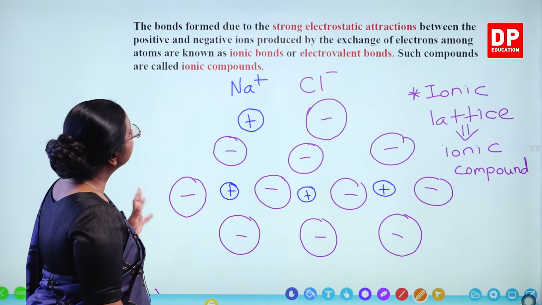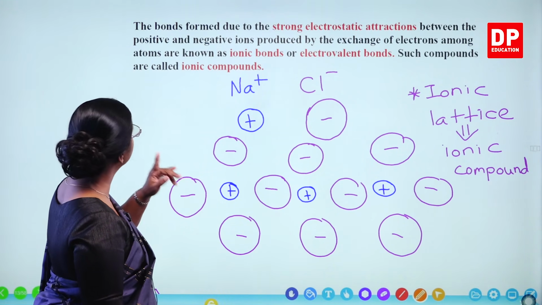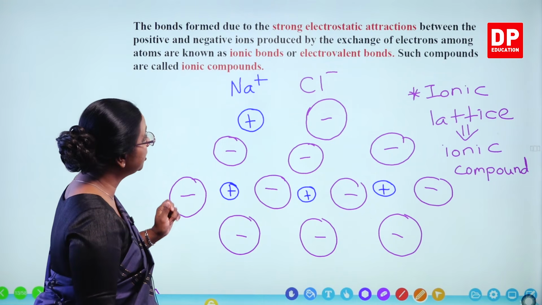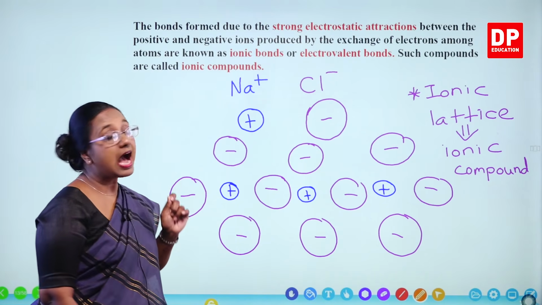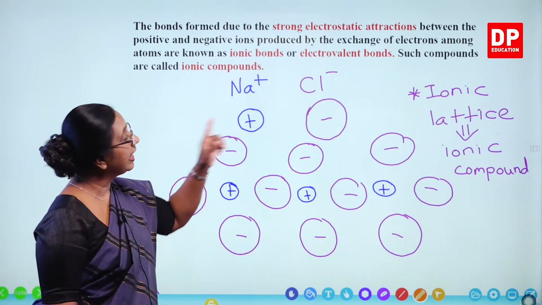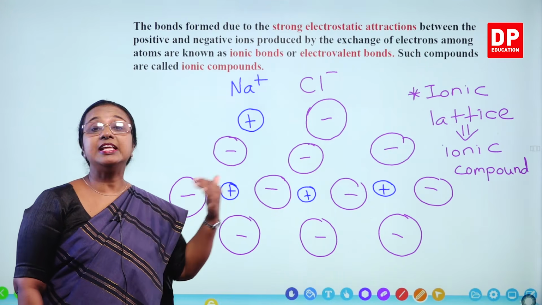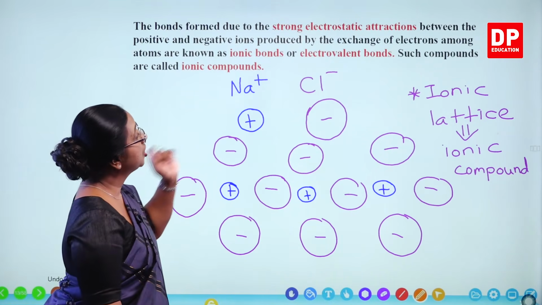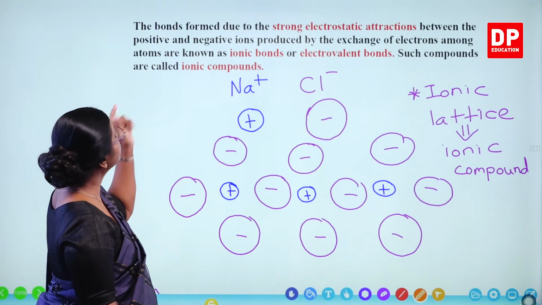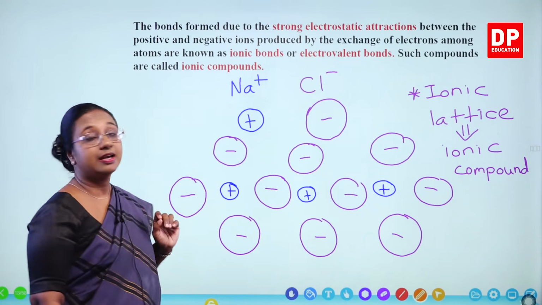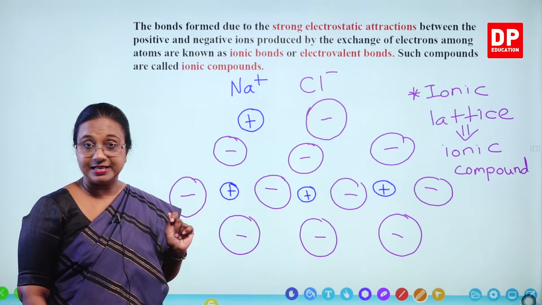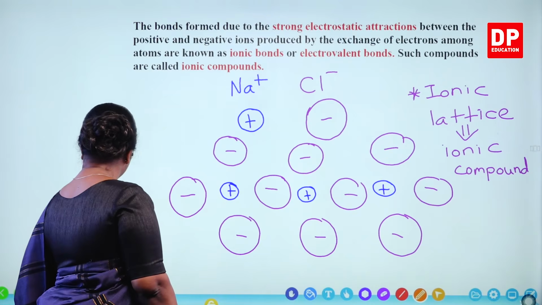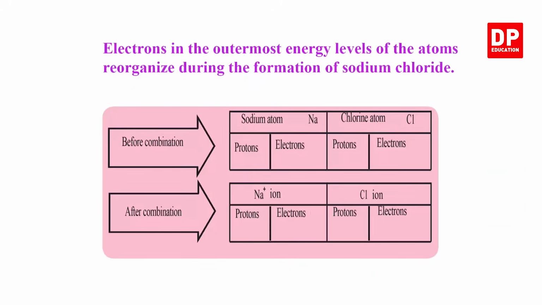So the bonds formed due to the strong electrostatic attractions between the positive and negative ions produced by the exchange of electrons among atoms are known as ionic bonds or electrovalent bonds. By losing and gaining of electrons leading to charges. So electrovalent bonds, and such compounds are called ionic compounds. And as I told you, ionic compounds form ionic lattices. With that, I will move on to the next slide where we look at the rearrangement of electrons.